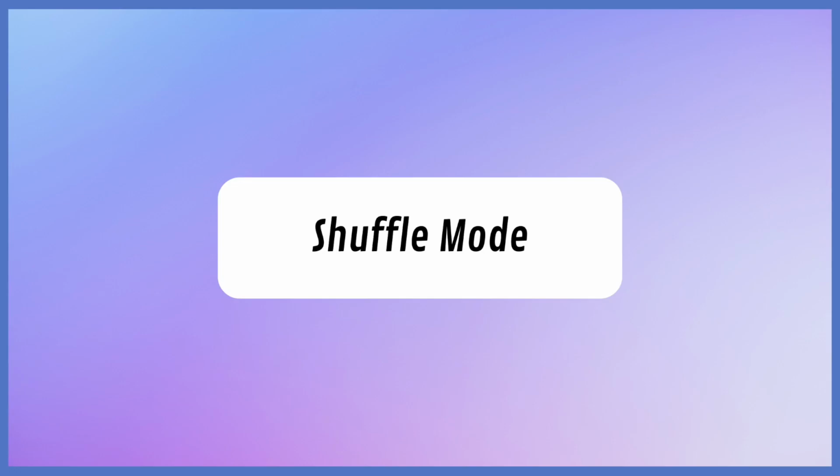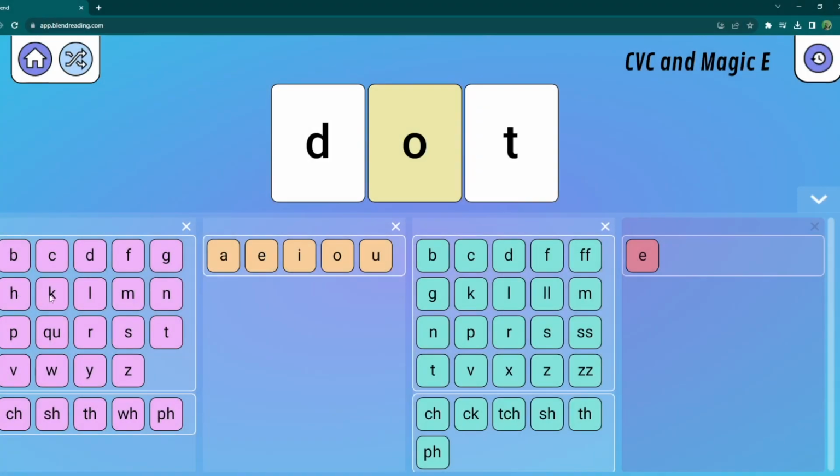Let's talk about shuffle mode. If you didn't know, you can click on one of the cards on the play screen to cycle through the graphemes within that column in order. As you can see, I'm clicking on the first card and cycling through all of those pink graphemes.